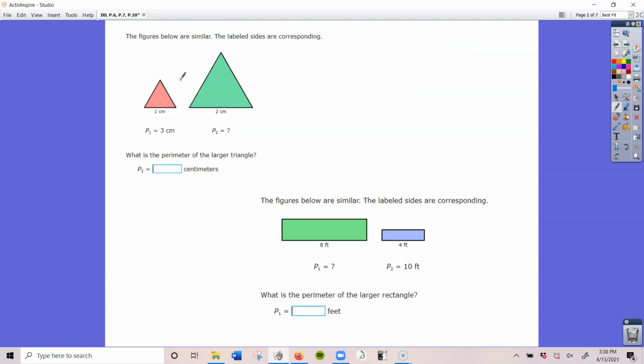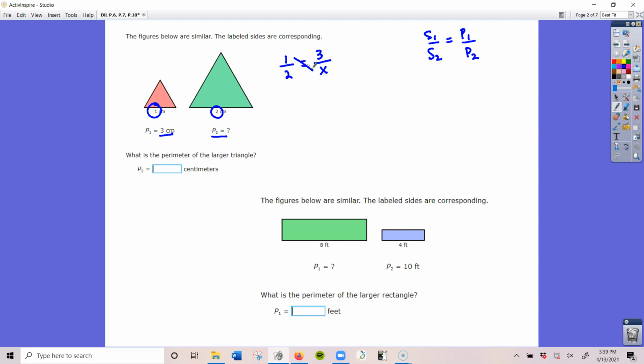Same thing here, we have that these two figures are similar, but now what they're asking you to find is the perimeter of the second triangle. So you set up a ratio. The ratio of their sides is going to be 1 to 2, and you make it equal to the ratio of the perimeters. So S1 over S2 equals perimeter 1 to perimeter 2. Perimeter 1 is equal to 3, and perimeter 2 is what I'm trying to solve for, so I'll call that X.